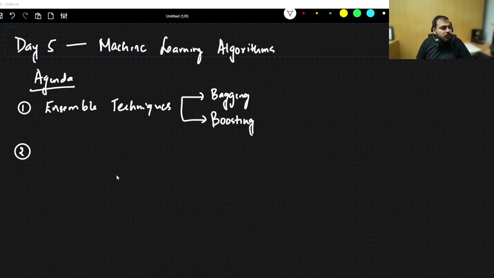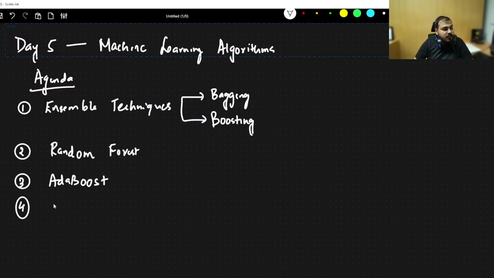Okay, so the agenda of this session is ensemble techniques, bagging and boosting. Then we are probably going to cover random forest. And then we will try to cover Adaboost. And if I have more energy, I will also try to cover Xgboost. So all these algorithms, we'll discuss. And we will see what all things will be coming in today's session with respect to this. I hope everybody is able to hear me now.